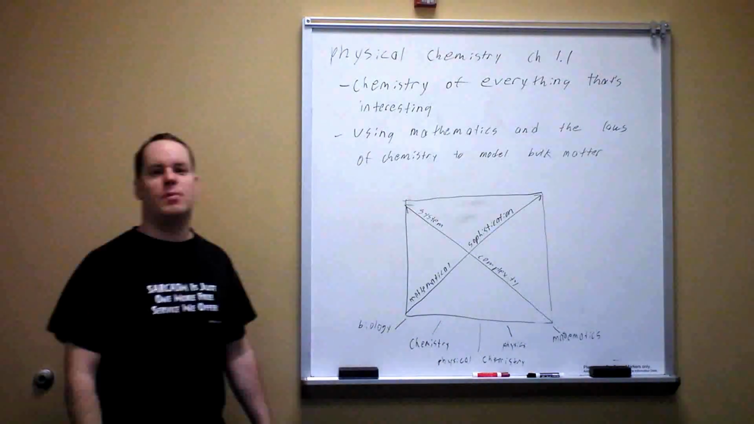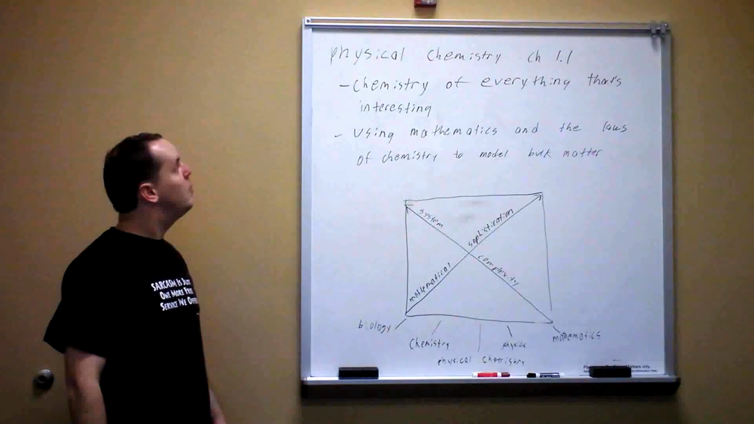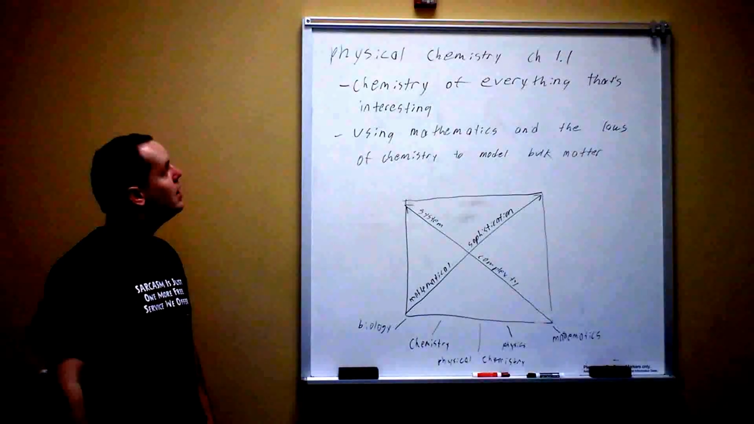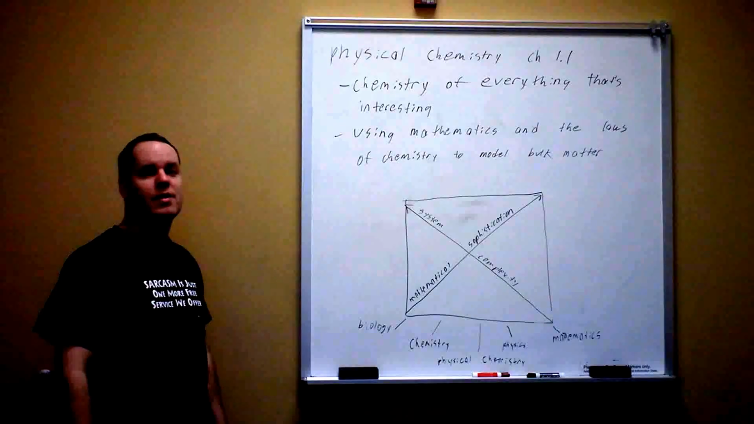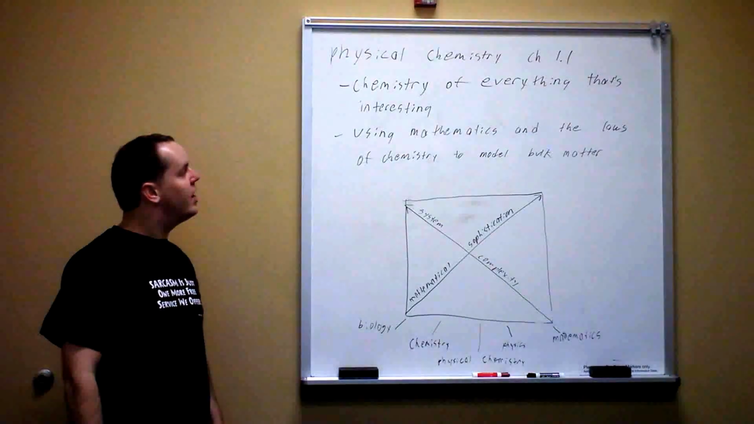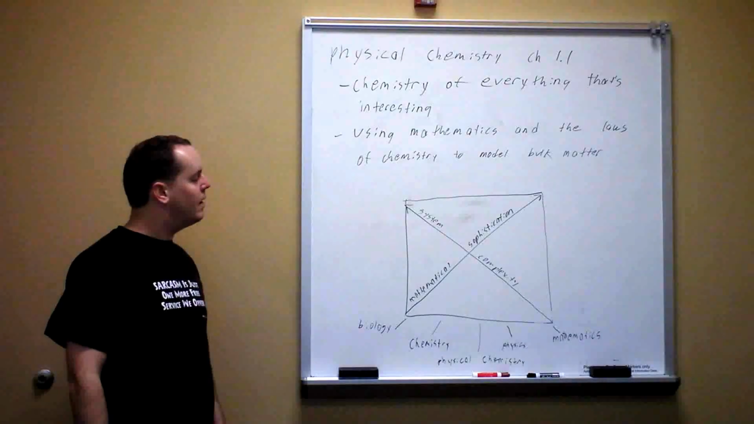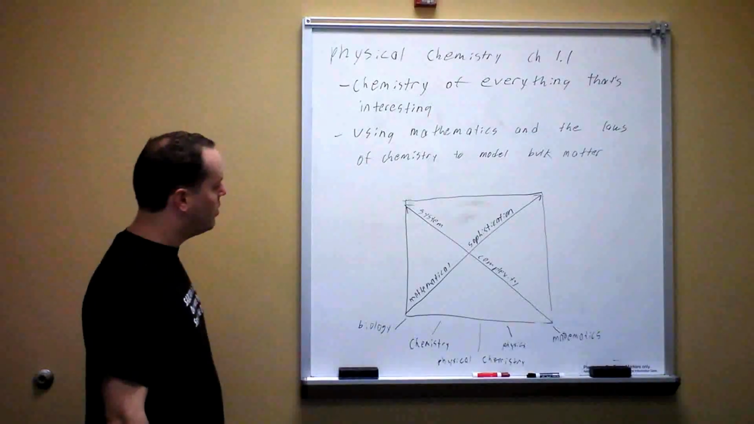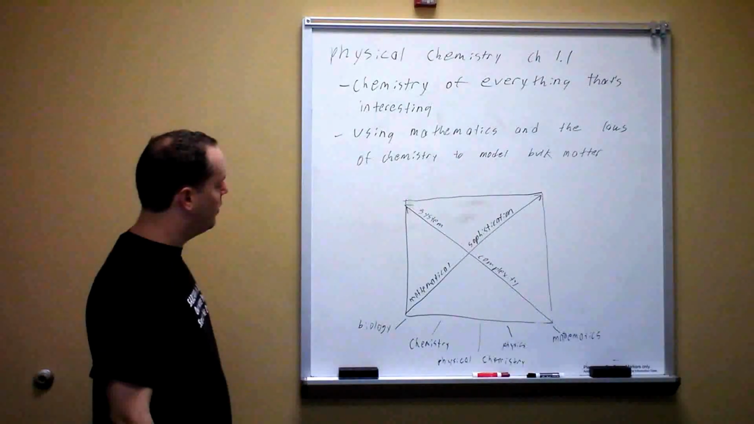Alright, welcome to physical chemistry. We're going to start with chapter 1.1. The first thing we need to know: physical chemistry is the chemistry of everything that's interesting. We're going to use mathematics and the laws of chemistry to model bulk matter. This chart down here shows an example of what exactly we're doing.